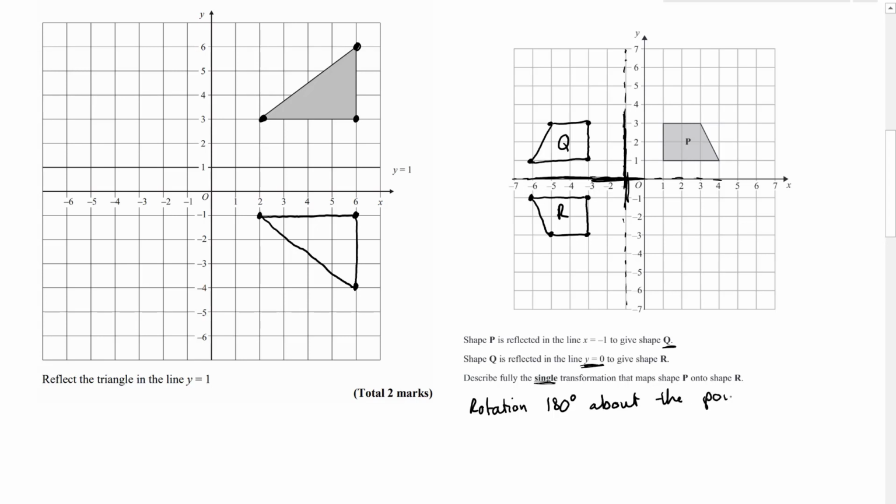and then we have to choose where the point is. But with these ones, it's always quite nice, because this point where the 2 lines of symmetry overlap is the point of rotation, and that point is (-1, 0), and that gives us full marks for that question.